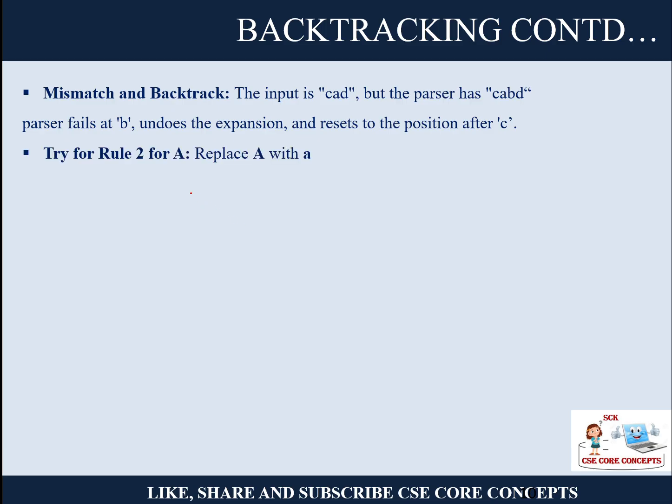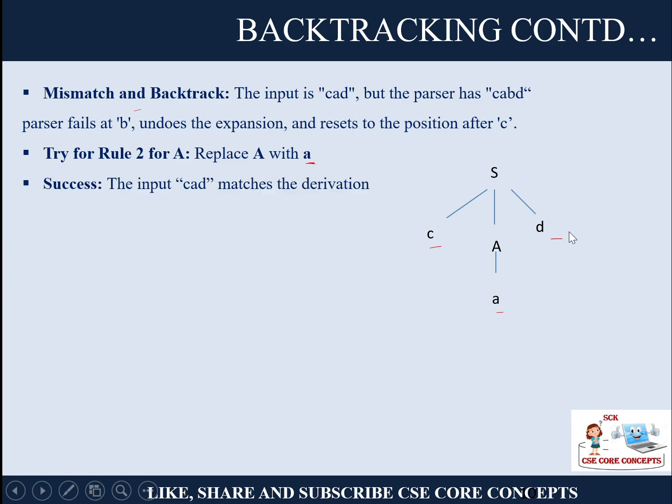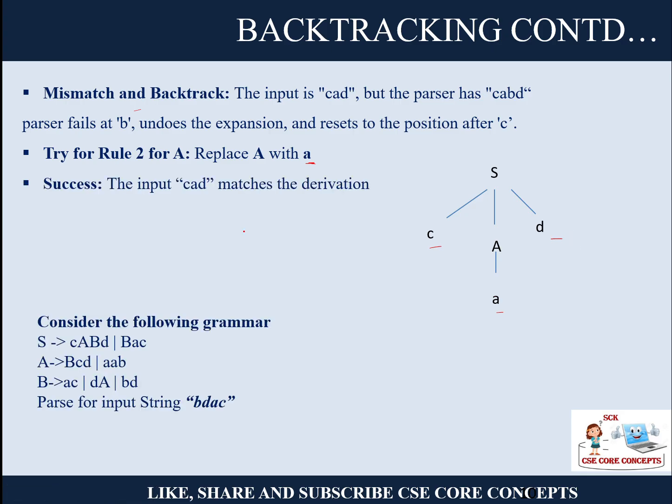So if you get a mismatch, you backtrack. Then you try rule 2, that is replace A with small a, and here if you do so, you get your desired string CAD, which is done. So there is a success over here, right?